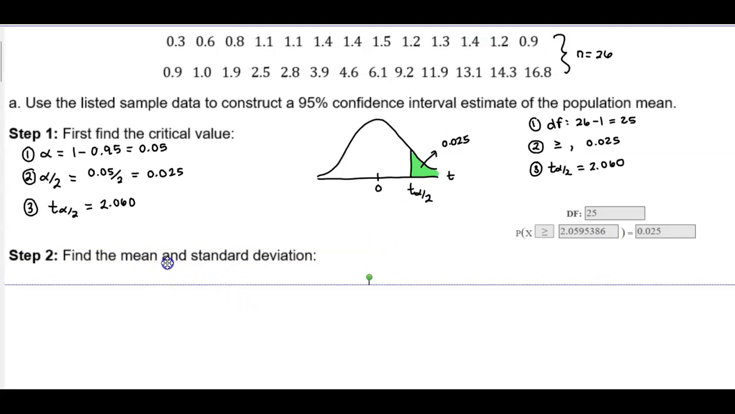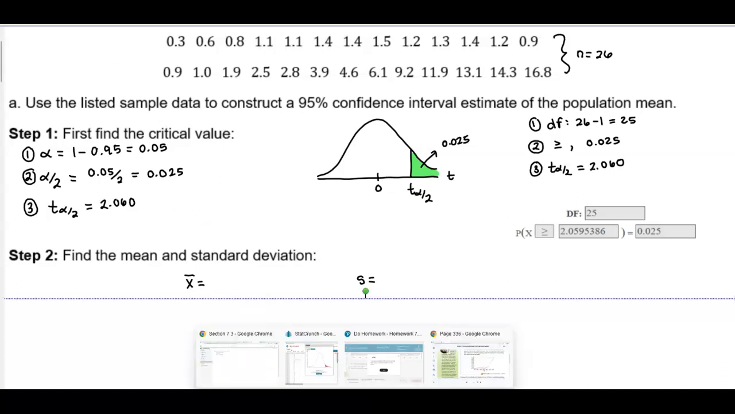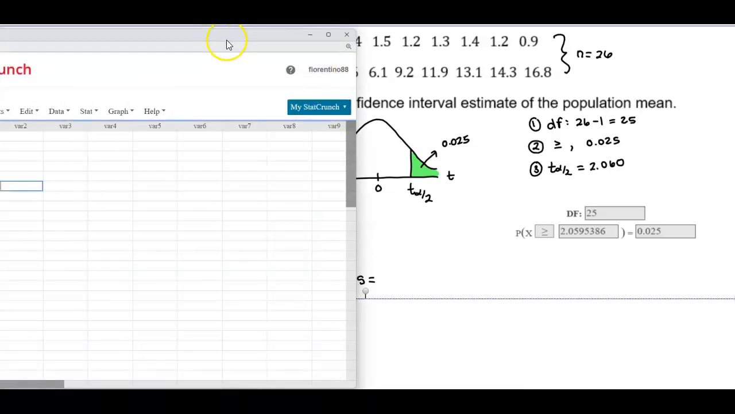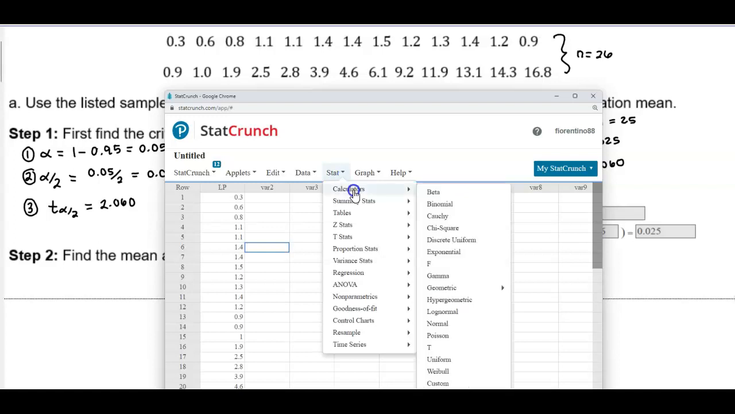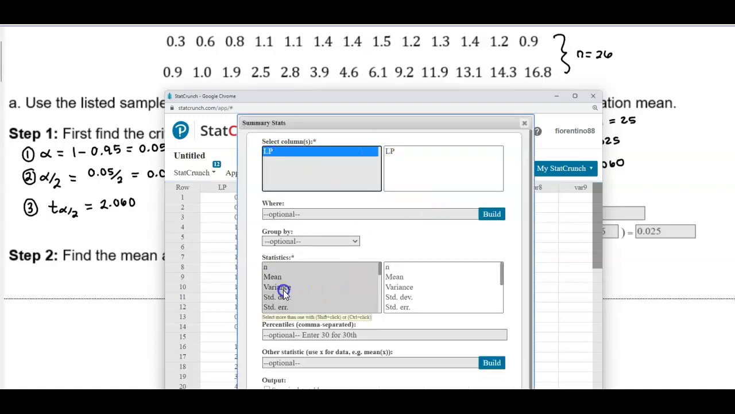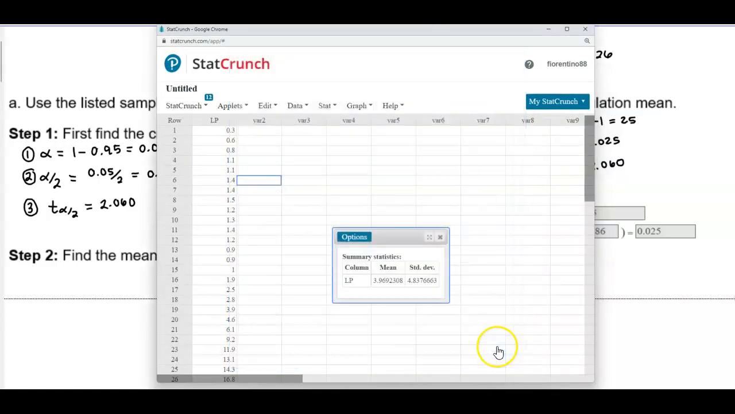Now we want to find the mean and the standard deviation of the data. That means we want to find the sample mean and the sample standard deviation. So what we need to do is enter all of these values into StatCrunch, which I've done, and we're calling the column LP. Now I'm going to go to Stat, Calculators, no, Stat, Summary Stats, and then Columns. We're going to select the LP column and select the mean and the standard deviation. And now we're going to go ahead and select Compute.